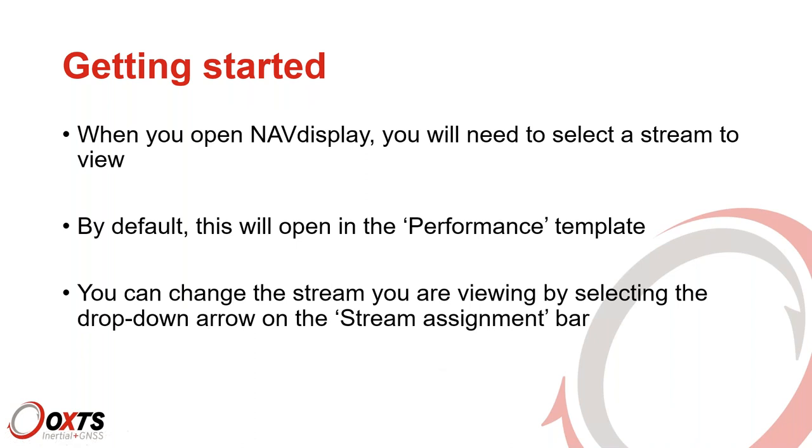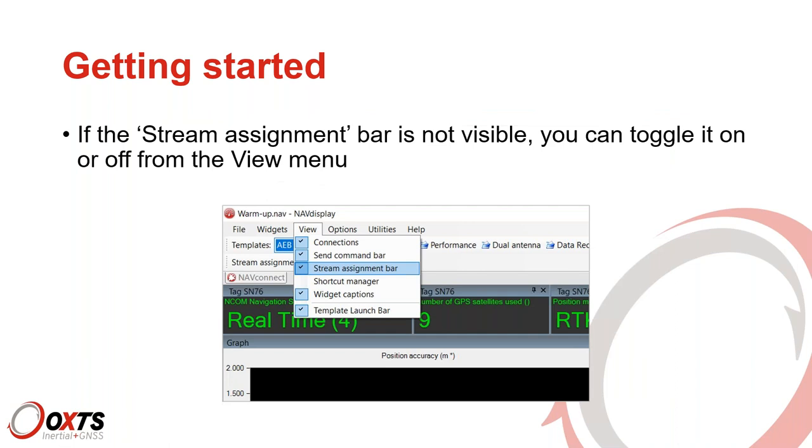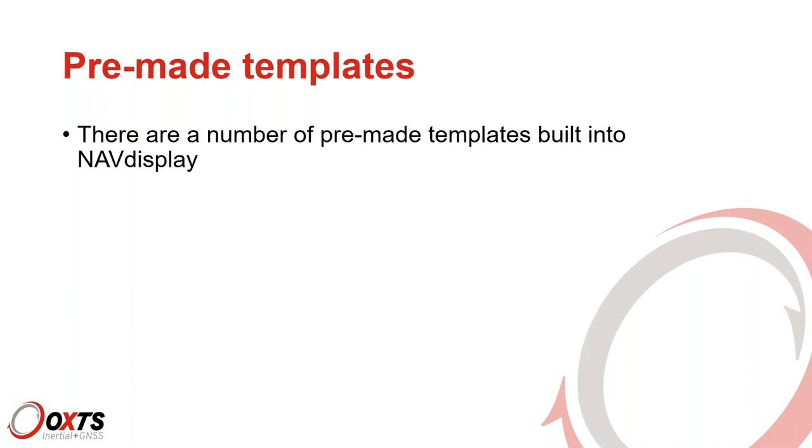When you open the templates, you can change the stream you're viewing by selecting the drop-down arrow on the stream assignment bar. This will show all of the RTs that you have available on the network that you can change to. If this isn't visible, you can toggle it on and off using the View button at the top of the menu. This is also where you can add the additional option bars and command bars we have available, so you can turn on and off what you do or don't use.